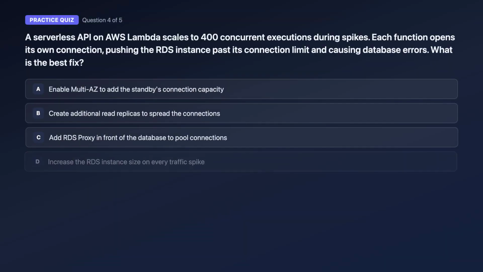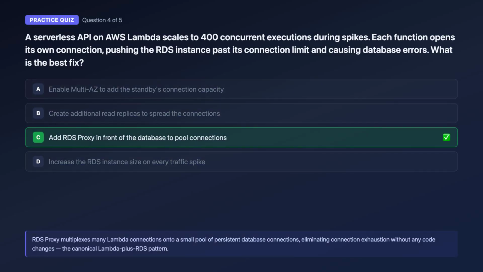Question 4. A serverless API on Lambda scales to 400 concurrent executions during spikes. Each function opens its own connection, blowing past the RDS connection limit and triggering database errors. What's the best fix? A. Enable multi-AZ to borrow the standby's capacity. B. Create more read replicas to spread the connections. C. Add RDS Proxy in front of the database. Or D. Increase the instance size on every spike. Got your pick? Let's see.